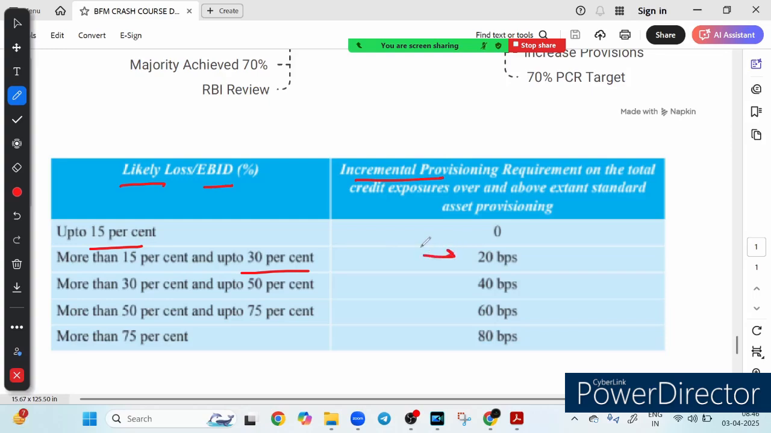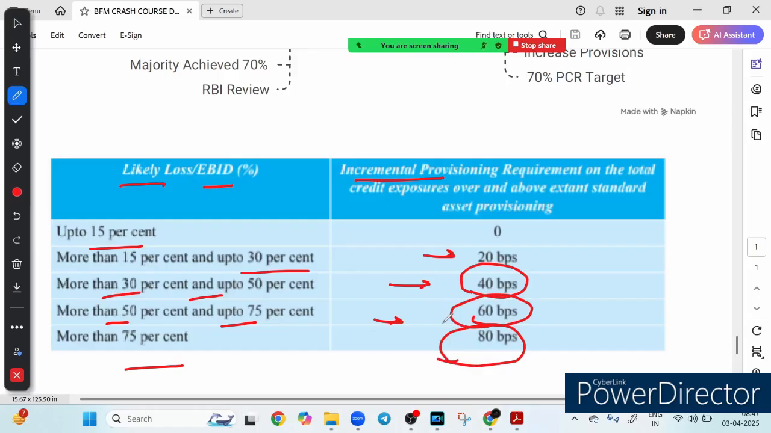And if the likely loss percentage is between 30 and 50, then 40 bps is required. So one thing you can see, 30 to 50, just 40, it is the midpoint. Then 50 to 75: at this point risk increases significantly. The bank must make an additional 60 bps. This is the additional incremental provisioning. And when the likely loss is more than 75%, the bank must set aside the maximum additional provisioning of 80 bps.